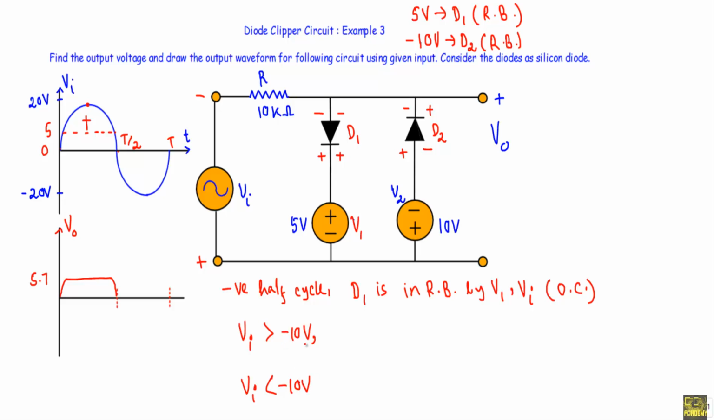Here Vi is greater than minus 10 volt. What does that mean? See, this is our minus 20. So minus 10 will be halfway between 0 to minus 20. So let's say this is our minus 10 volt.